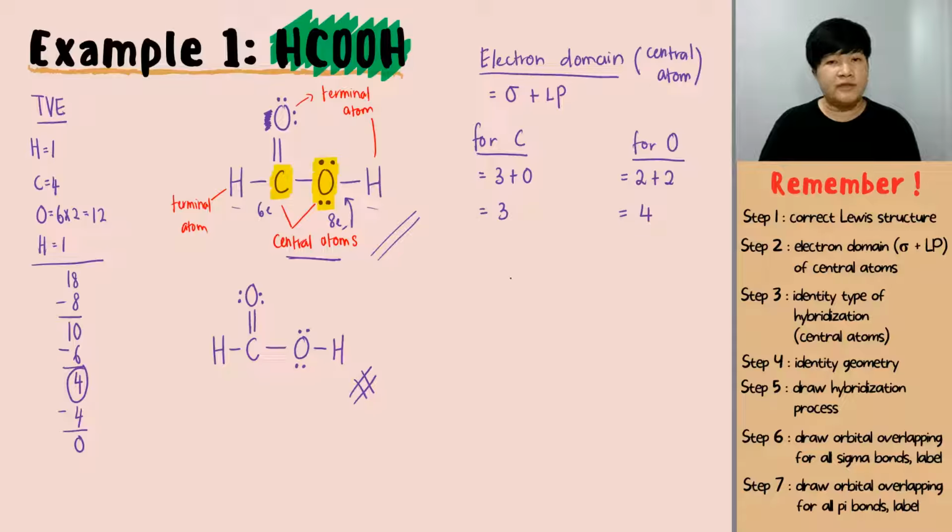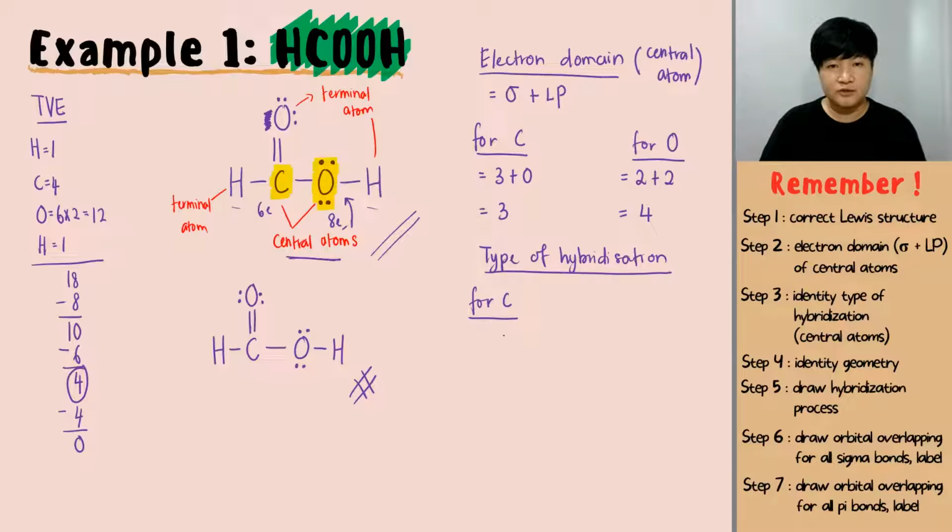And once you have the electron domain determined, you then can move to the type of hybridization. The type of hybridization for carbon central atom is your sp2. Why is that sp2? Because your electron domain calculated is 3. While for the oxygen central atom, the hybridization will be sp3 because the electron domain calculated is 4.